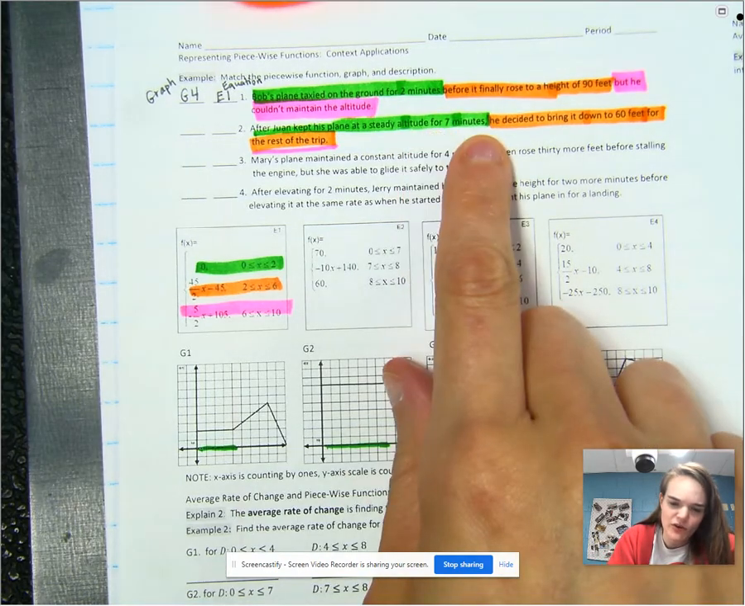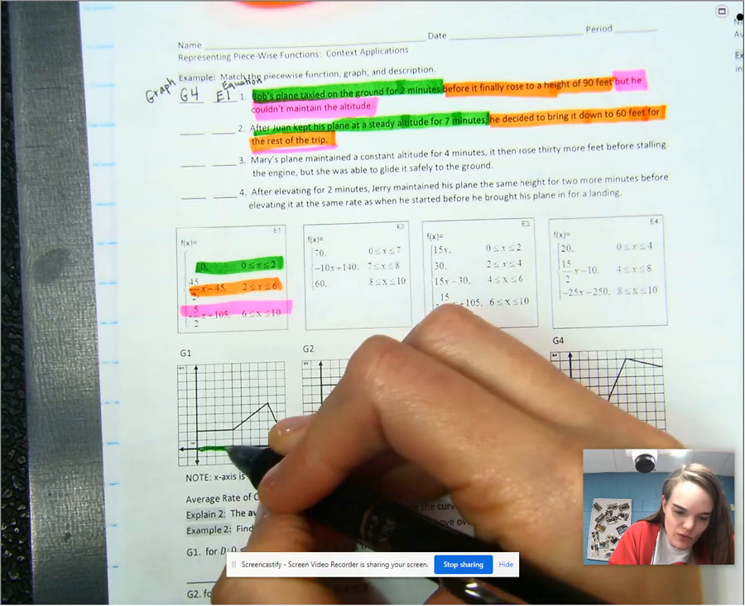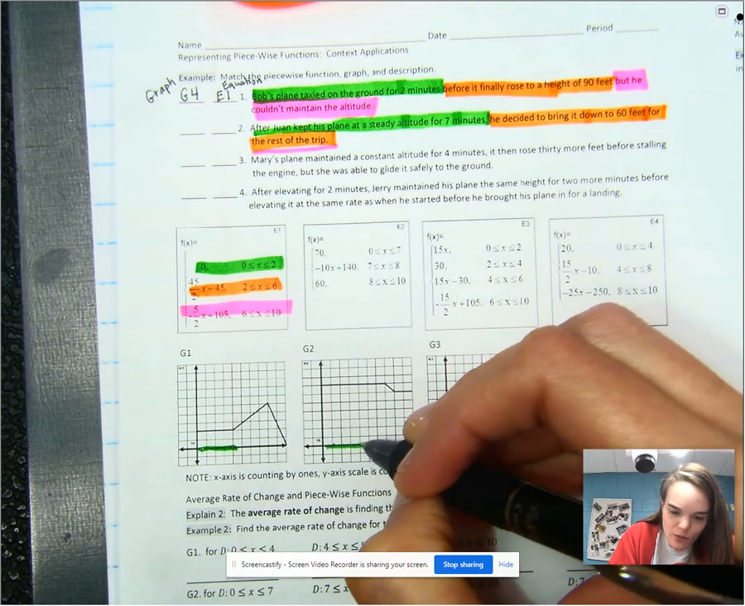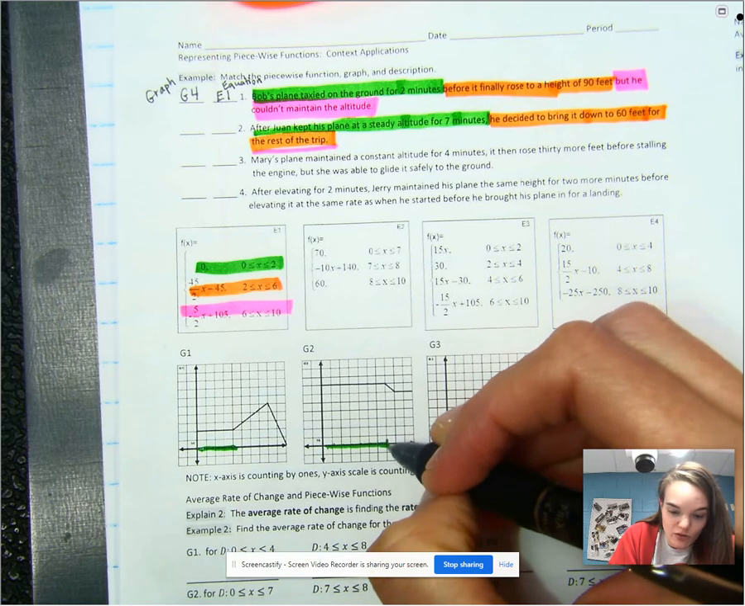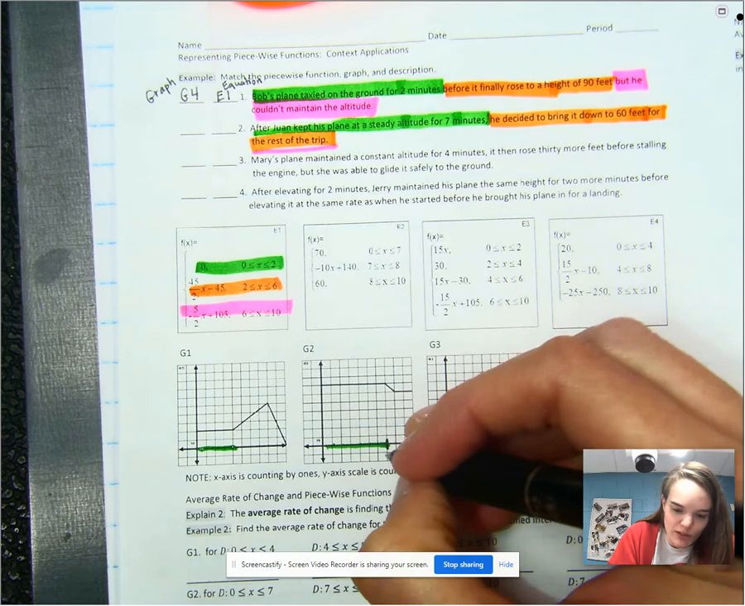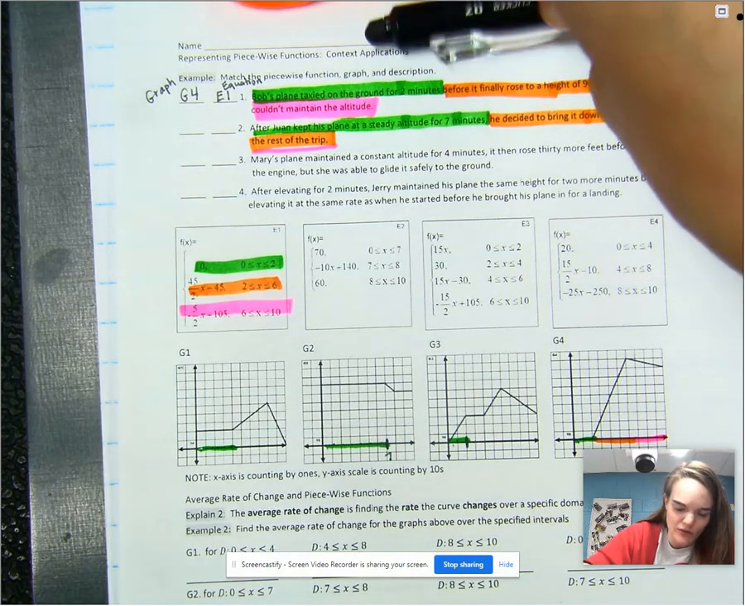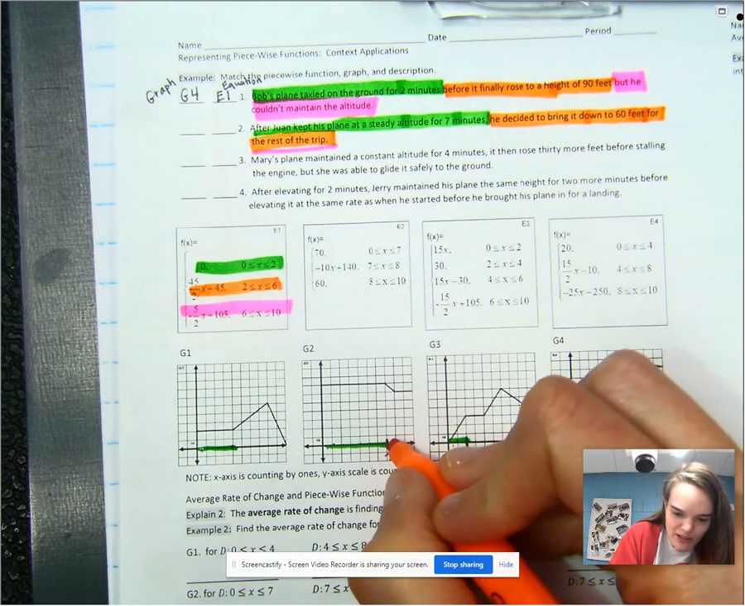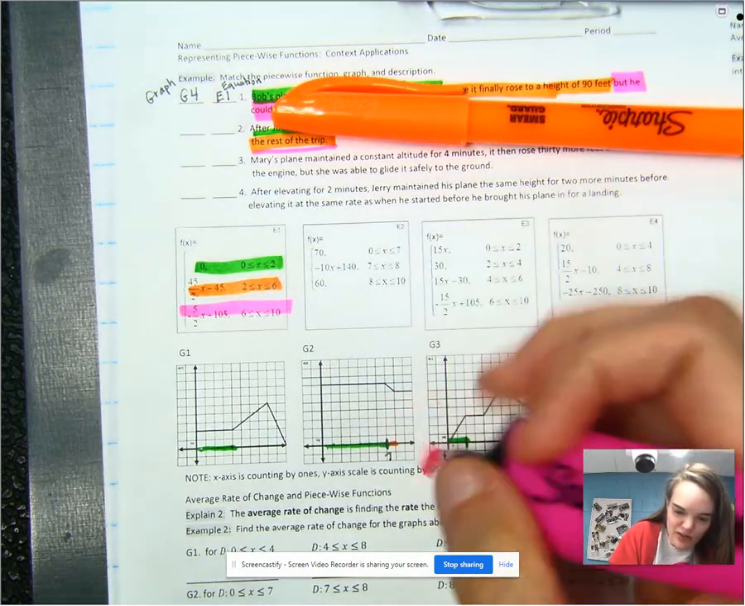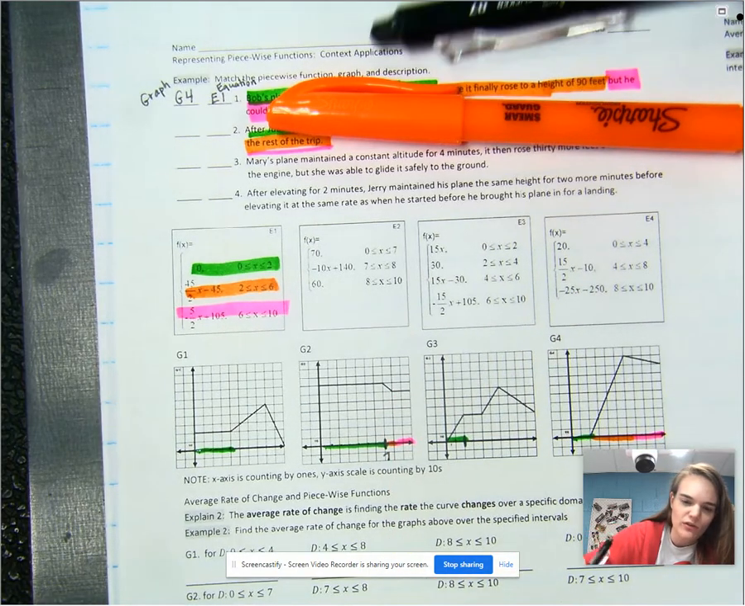First of all, we're looking for the first 7 minutes. So 1, 2, 3, 4. No. 1, 2, 3, 4, 5, 6, 7. There's a possibility. 1, 2. Not what we need. This one goes to 7. So that means that's probably going to be it. There's not really a whole lot of options here. Did he bring the plane down right here? Yes. Did it maintain a steady altitude after that? Yes. That means G2 is the graph.